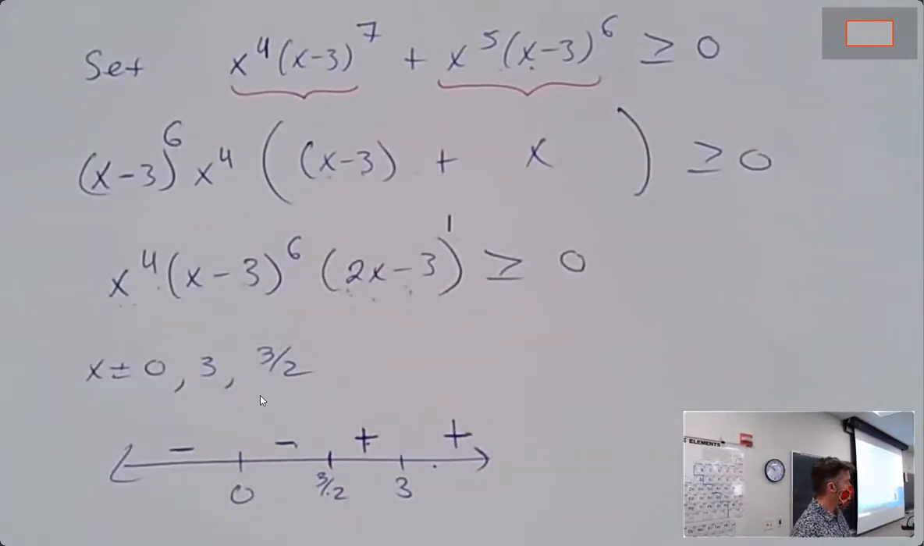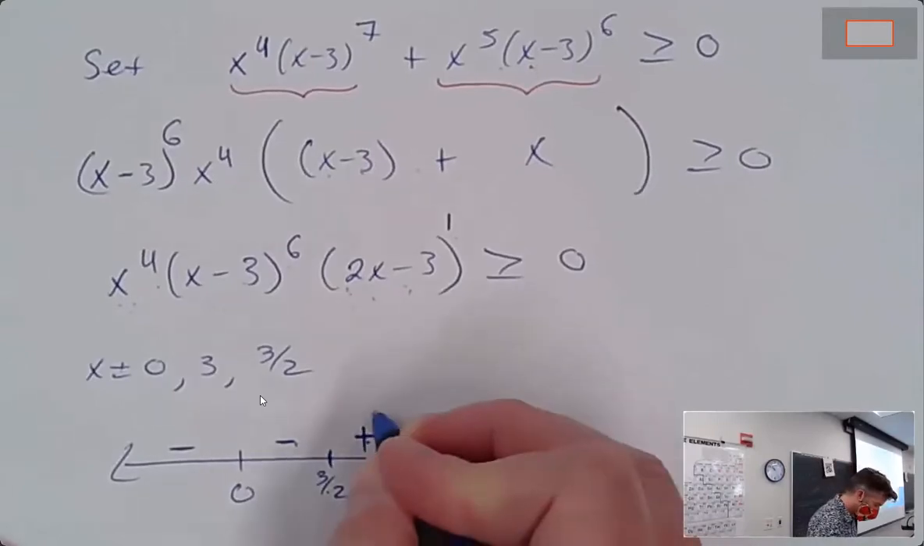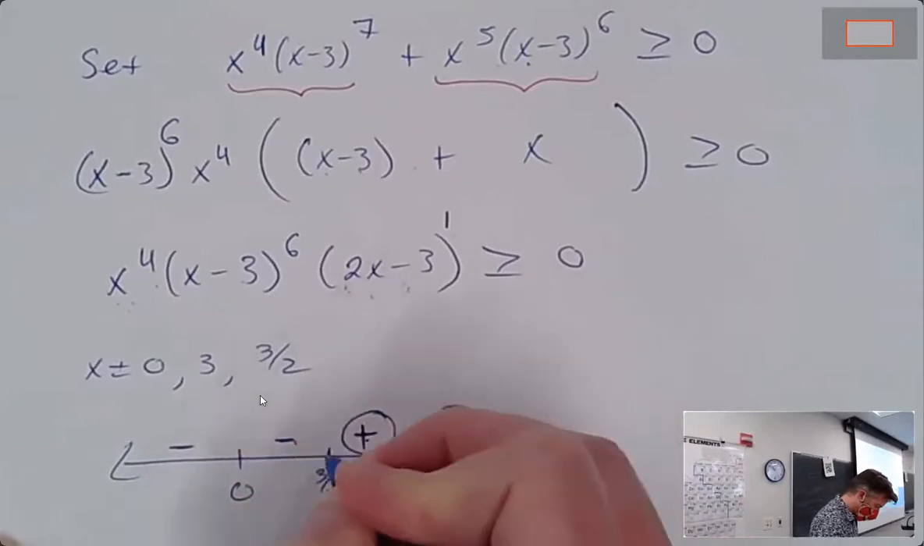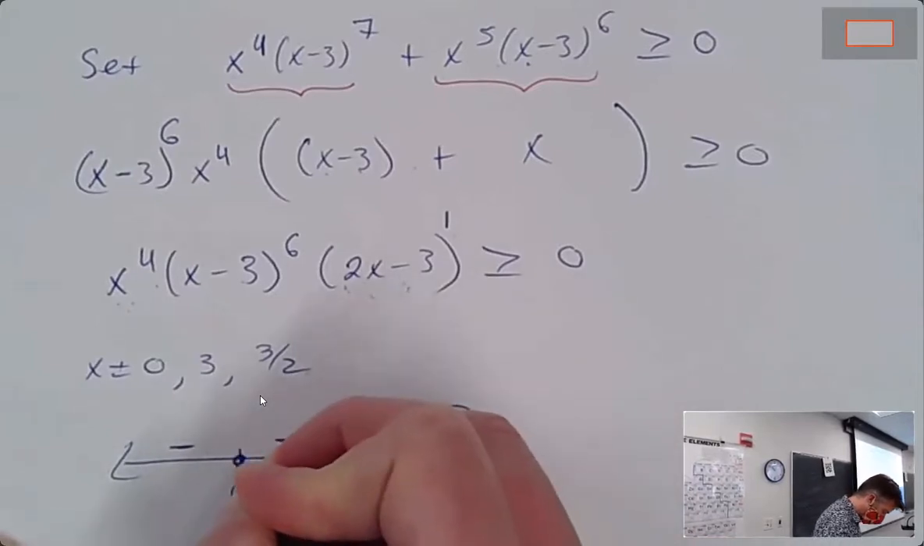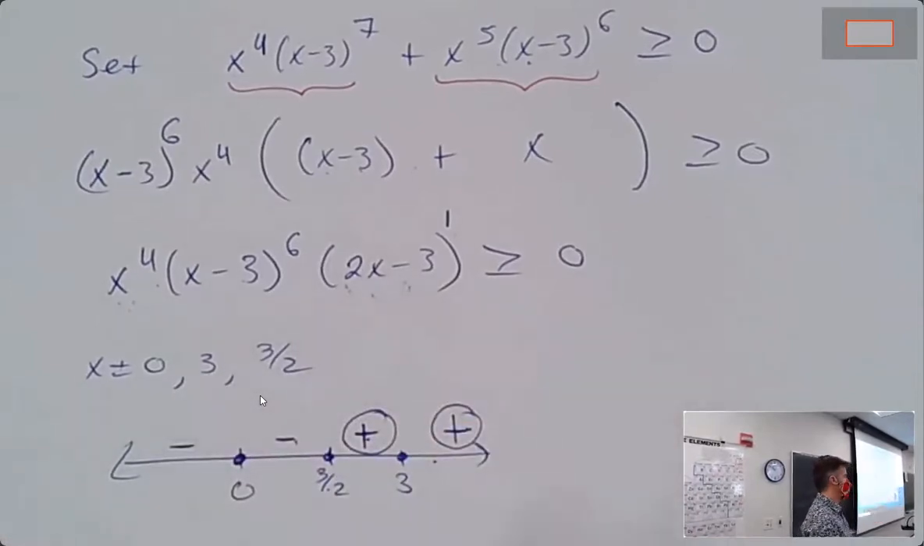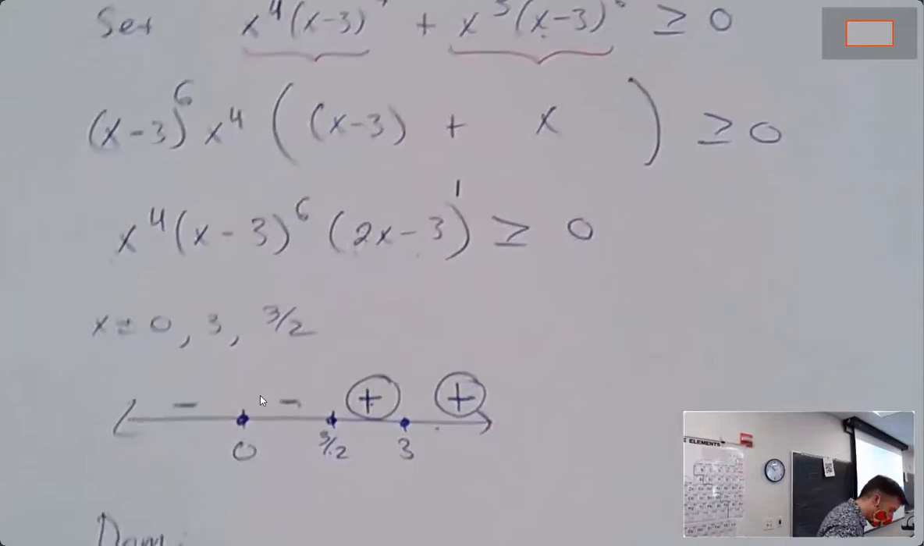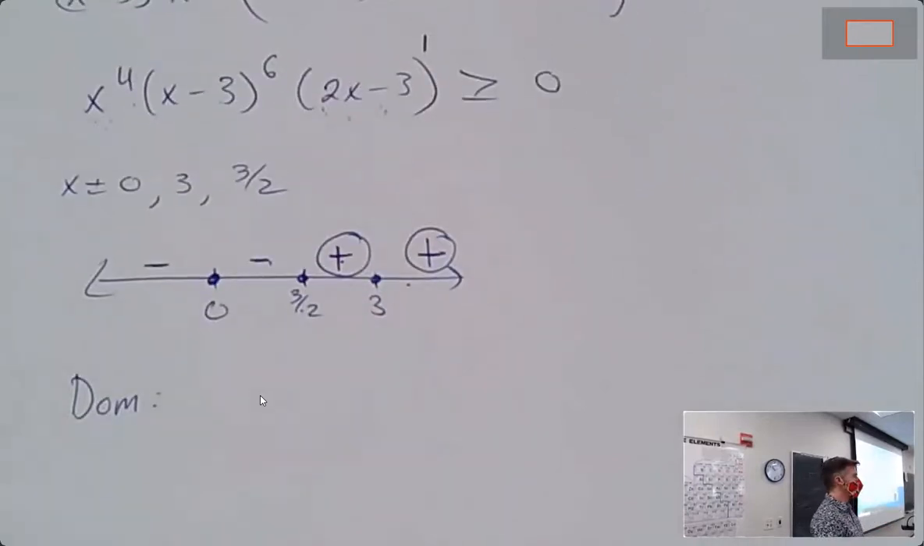So what's our domain here? Well, I want where it's non-negative. I want where it's positive, or 0. Well, this one's going to be fun to write. So the domain here, what's the leftmost thing that's in our domain?